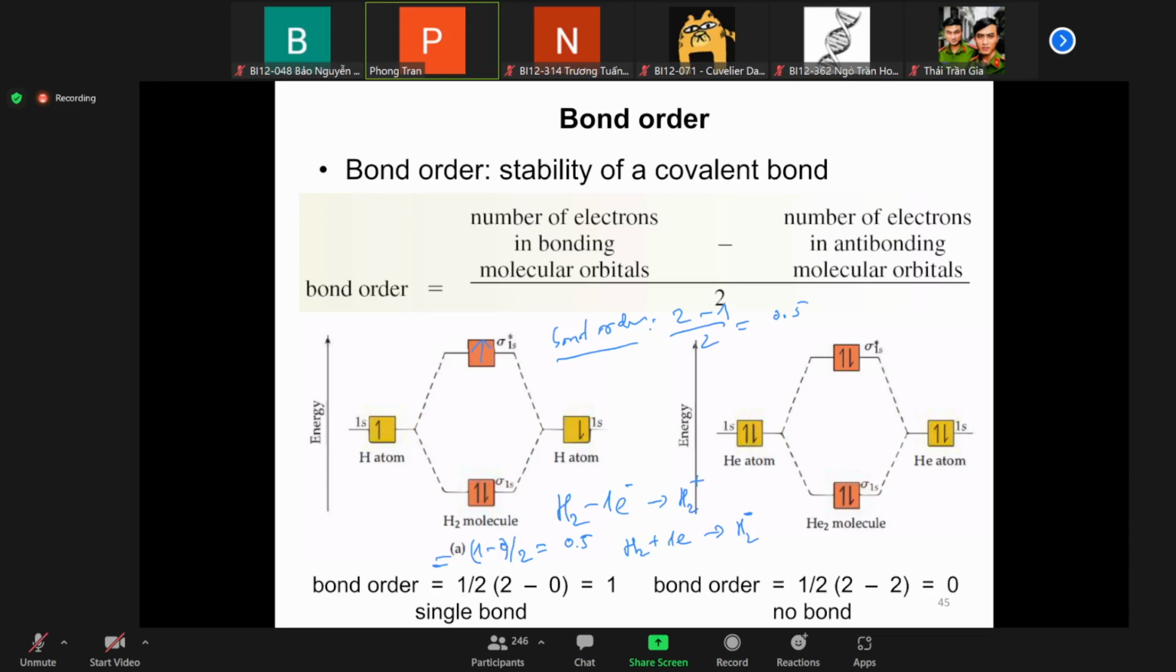And I mentioned that when the bond order is smaller, the bond becomes longer. So when you move from the molecule hydrogen with bond order 1 to H2 plus with bond order 0.5, the distance between hydrogen and hydrogen in H2 plus becomes longer than in H2. That means it is easier to break the bond in H2 plus or H2 minus compared with neutral H2.